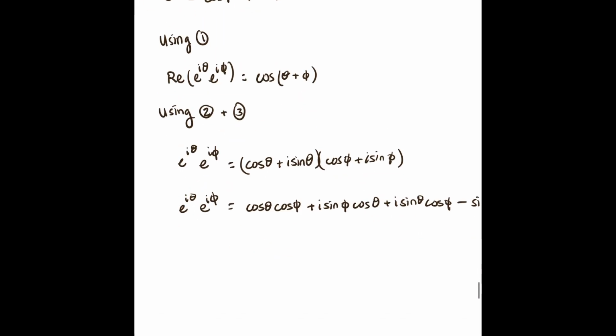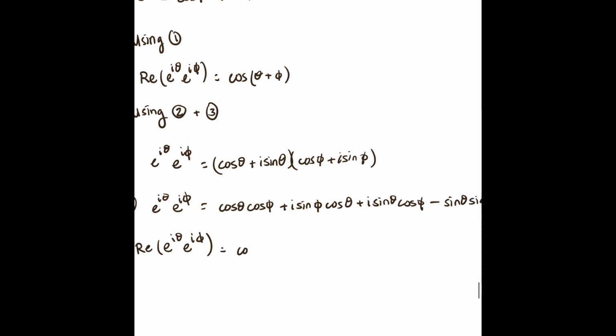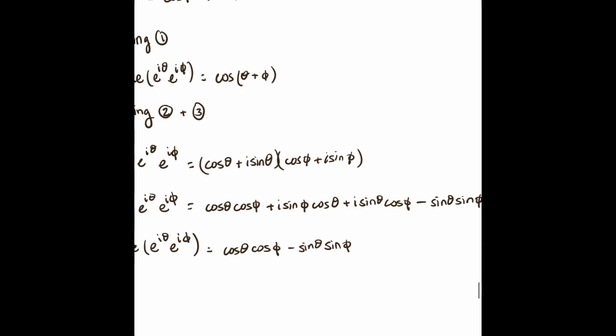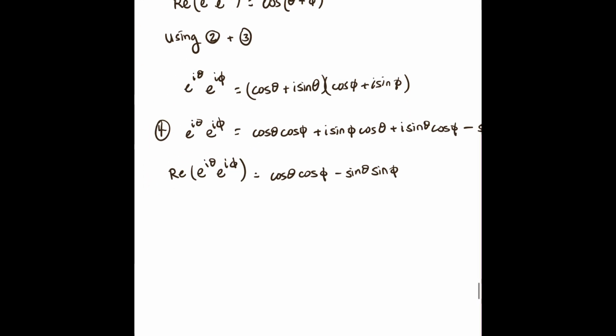Now, if we take the real part of this equation that we just made, let's call it 4, then we get cosine of theta times cosine of phi minus sine of theta sine of phi, because those terms do not have an imaginary number attached to them being multiplied.